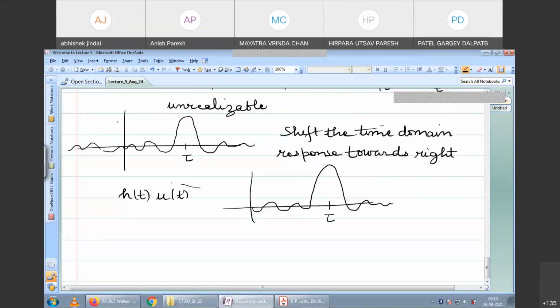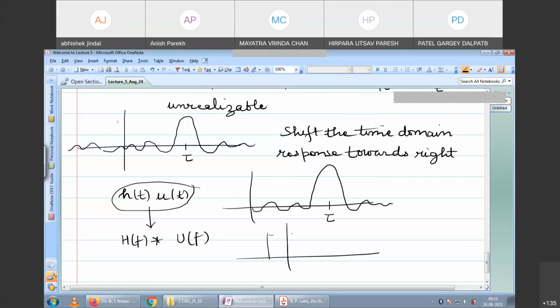Now the time domain response is h of t into u of t. If I take the Fourier transform, this is H of f convolved with the Fourier transform U of f. So it doesn't now remain to be a response of this form. Okay, now the filter doesn't remain here. So it won't be having this shape.